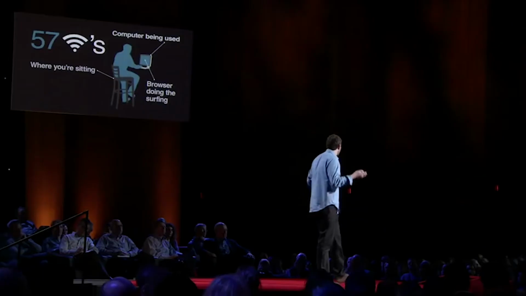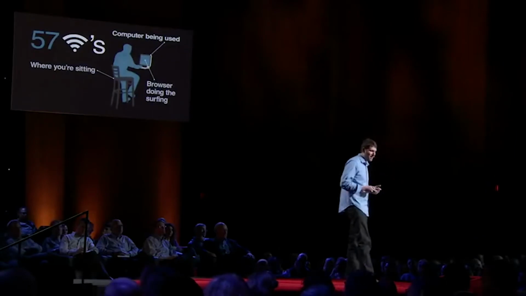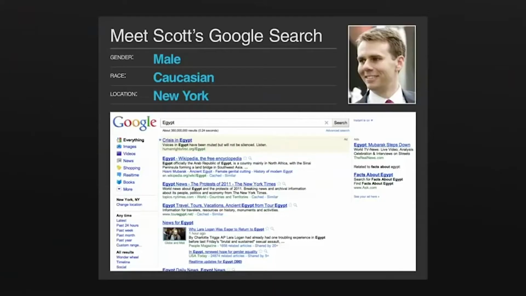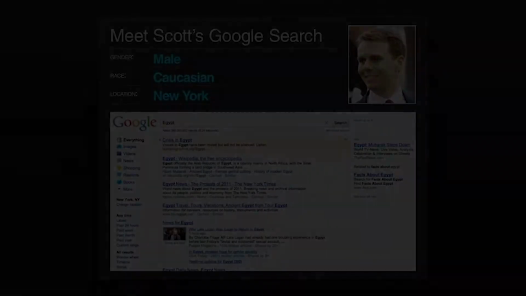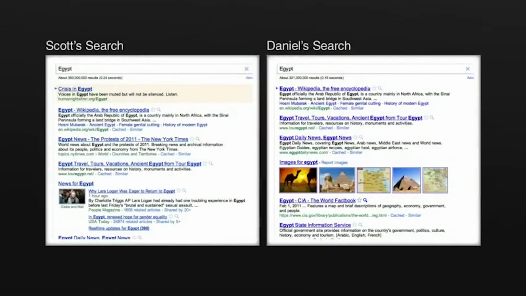But a couple of weeks ago, I asked a bunch of friends to Google Egypt and to send me screenshots of what they got. So here's my friend Scott's screenshot. And here's my friend Daniel's screenshot. When you put them side by side, you don't even have to read the links to see how different these two pages are. But when you do read the links, it's really quite remarkable.